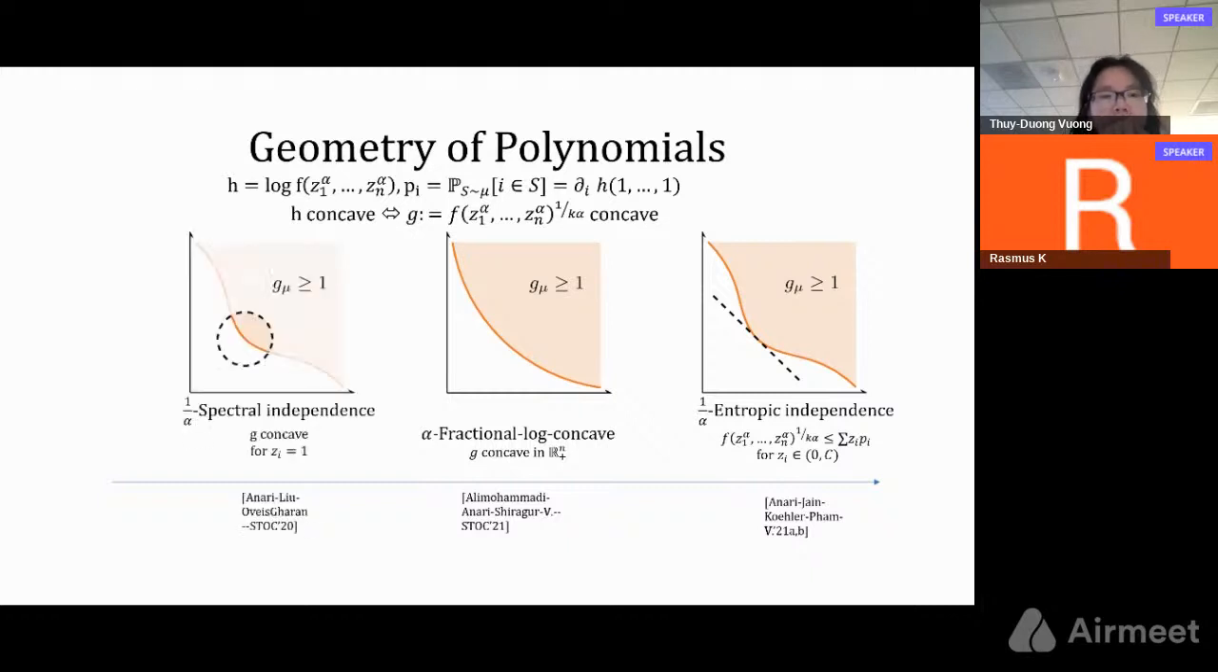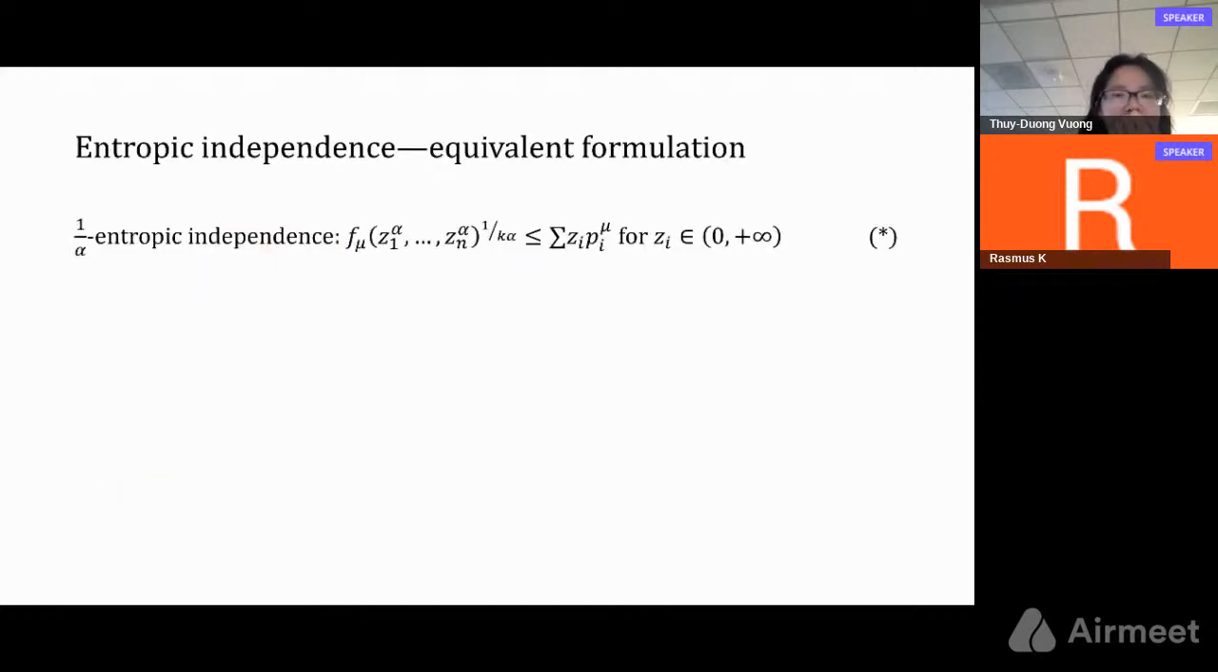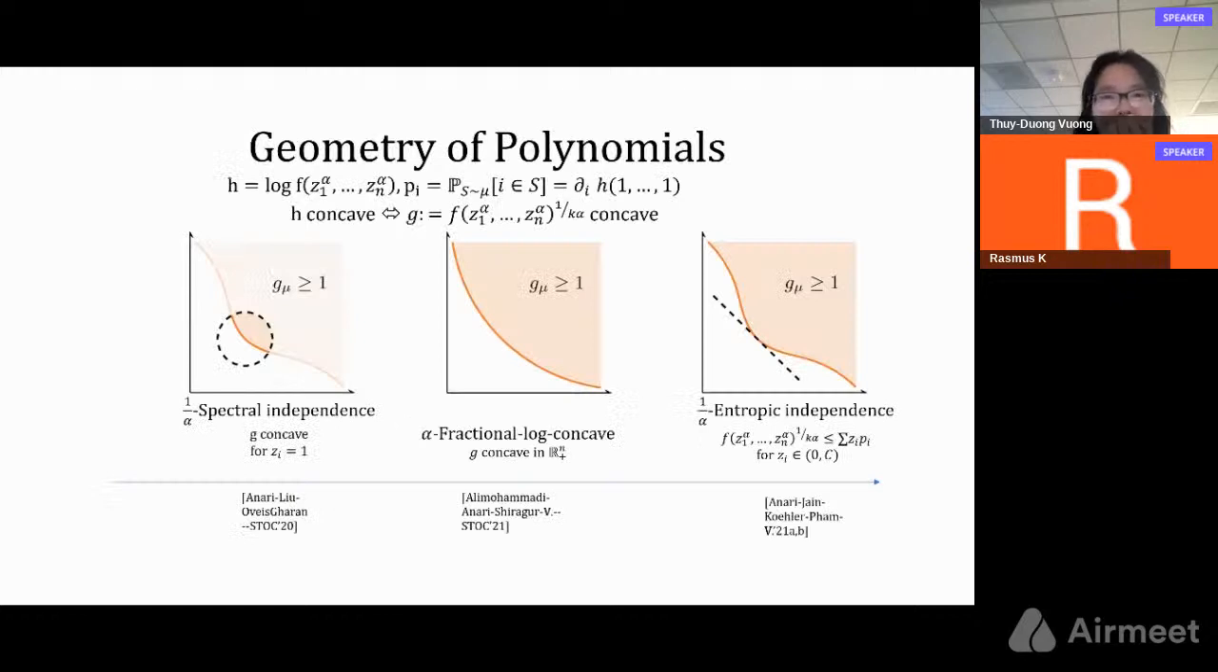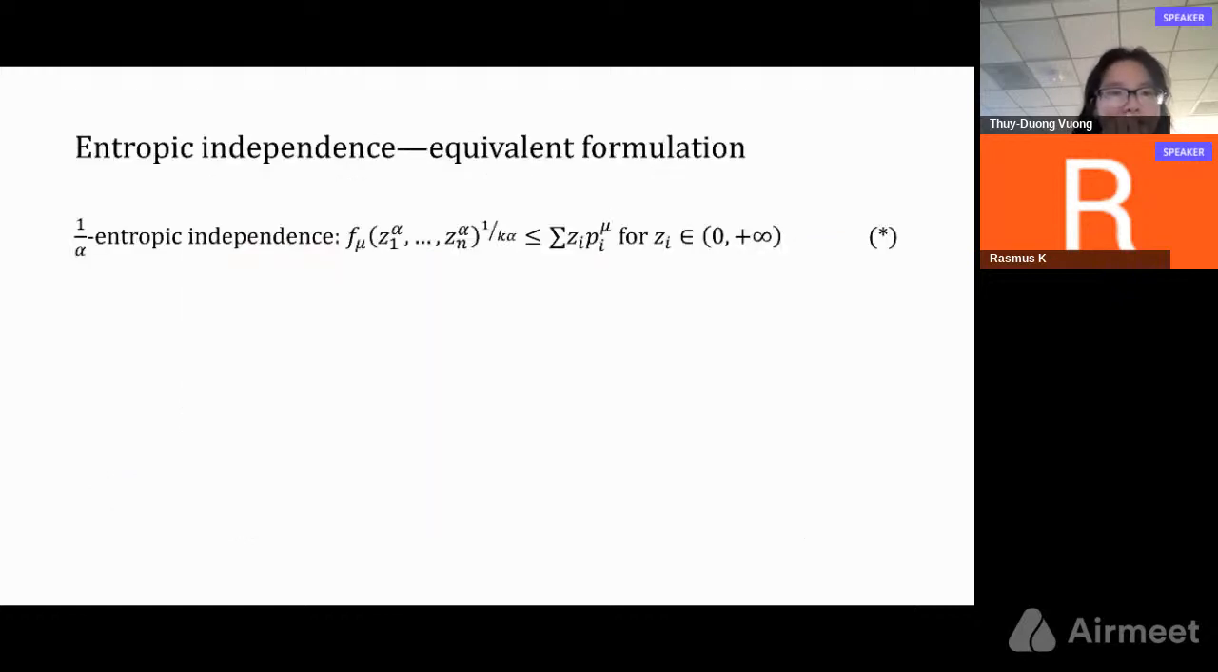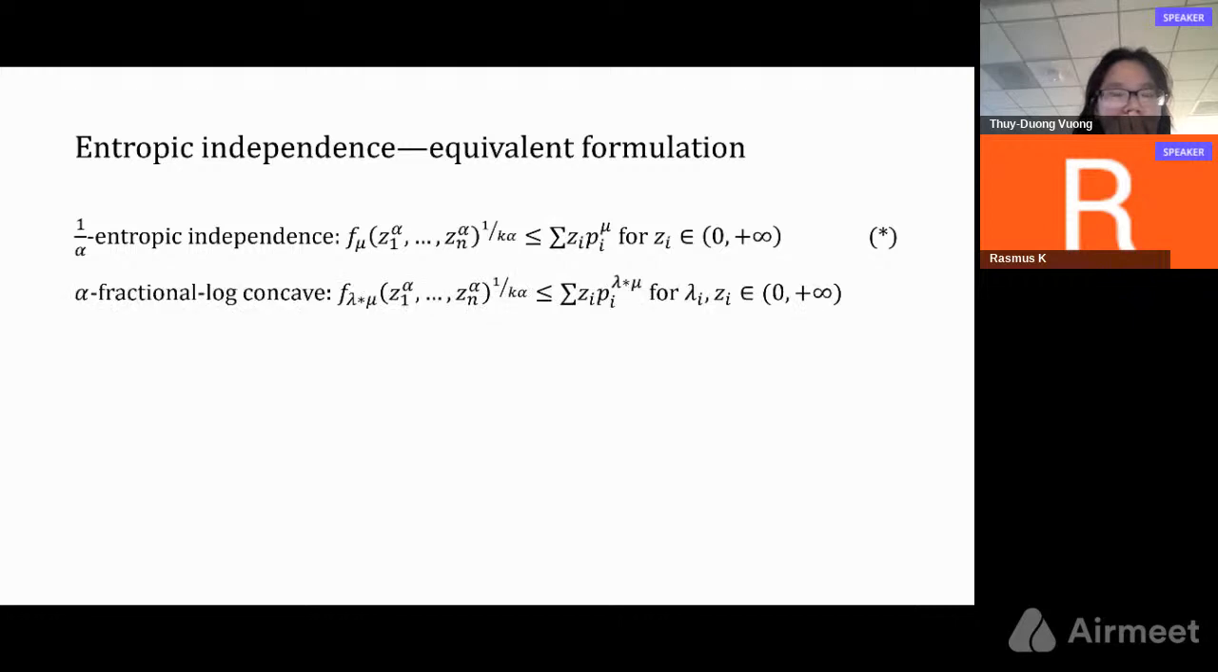And what is spectral independence? This is equivalent to the fact that g is locally concave at the all-ones point. So if you view it in the geometric way, then it's clear why this implies this and then this implies this. Okay, so I guess this is the intuitive picture, and then the actual formula is restated here.